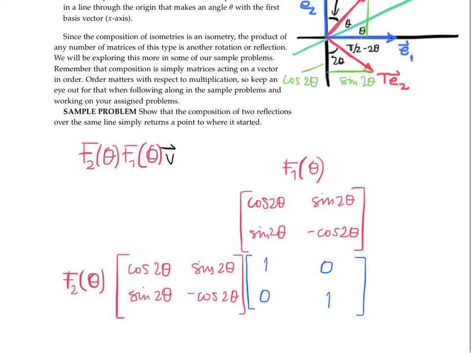What does the identity matrix do? To whatever it acts on, it just returns itself. It changes nothing. And so, yes, this composition of two reflections over the same line returns a point to where it started, because the composition of two reflections is just the identity matrix.